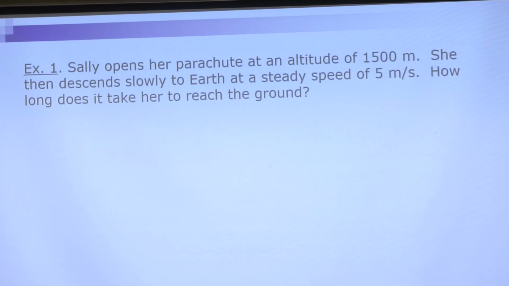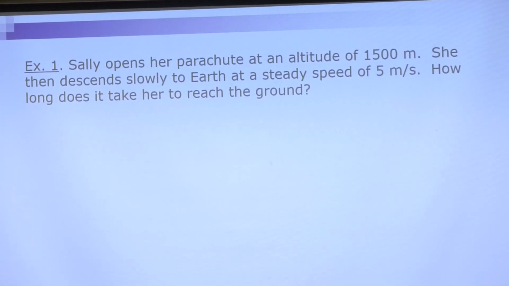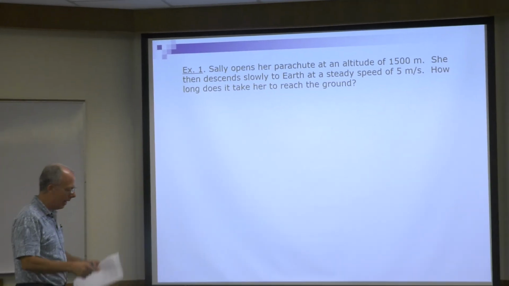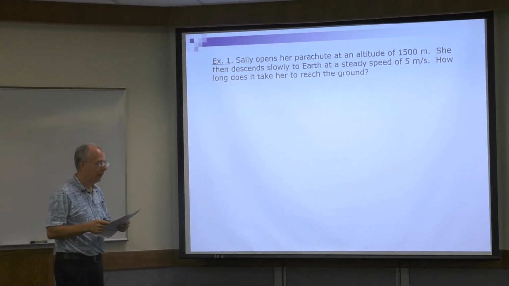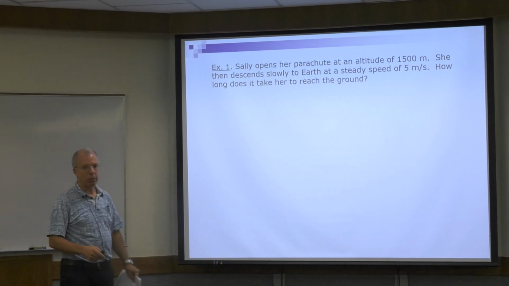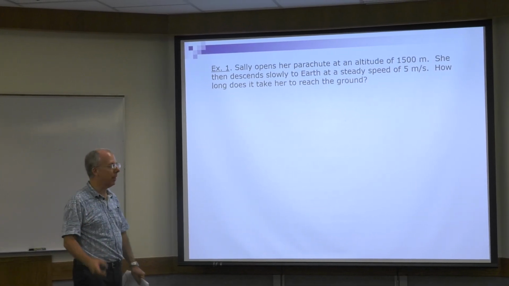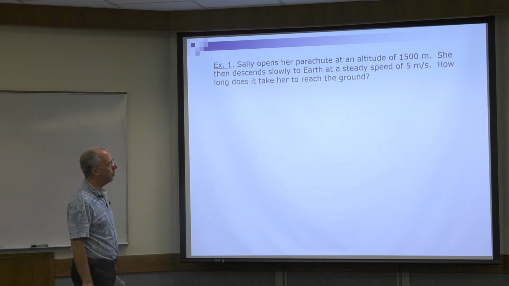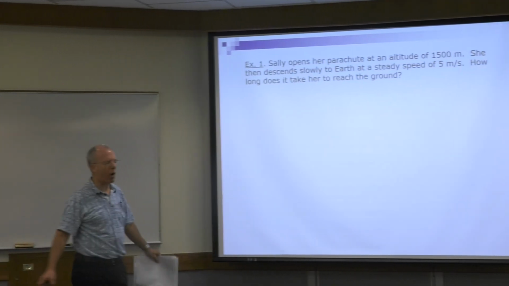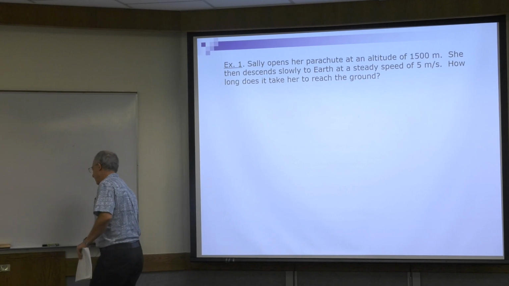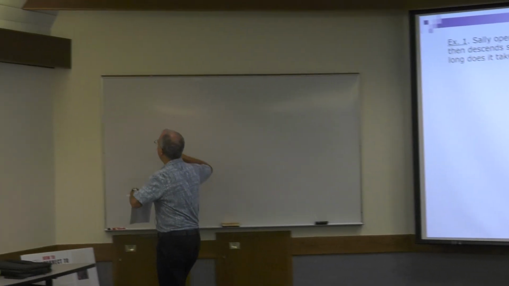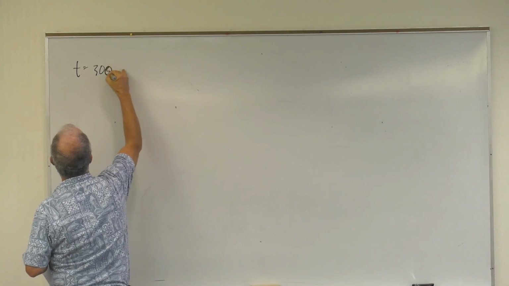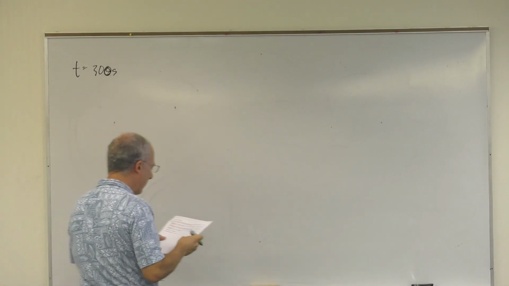Sally is 1,500 meters above the ground. She descends at a steady speed of 5 meters per second. How long does it take her to reach it? Well, distance equals rate times time, right? Distance equals speed times time. So 300 seconds times 5 meters per second is 1,500 meters. So all I'm saying is, come on, we know the answer, right? The answer is 300 seconds.